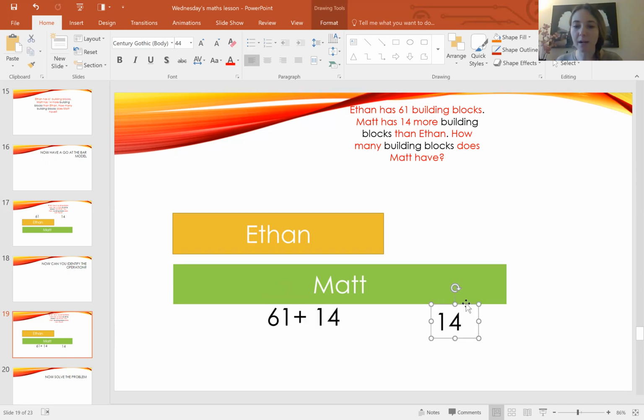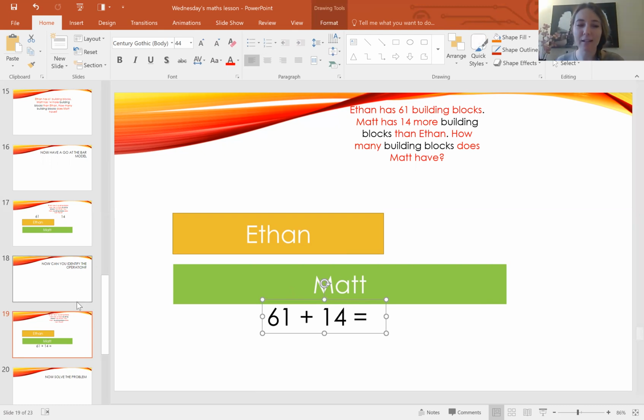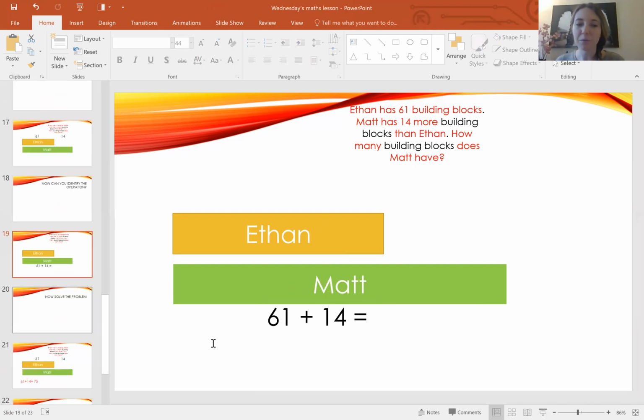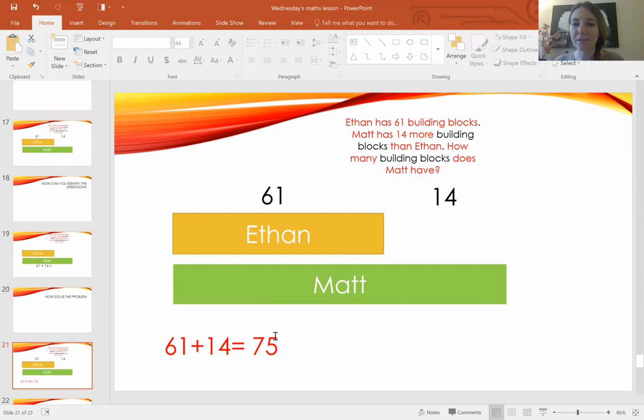Okay, pause the video now and use that operation. So success criteria 3, use that operation to solve the problem. So I want you to do 61 add 14. Off you go. Have you done that? Well done. So 61 add 14 equals 75. So Matt has 75 building blocks.